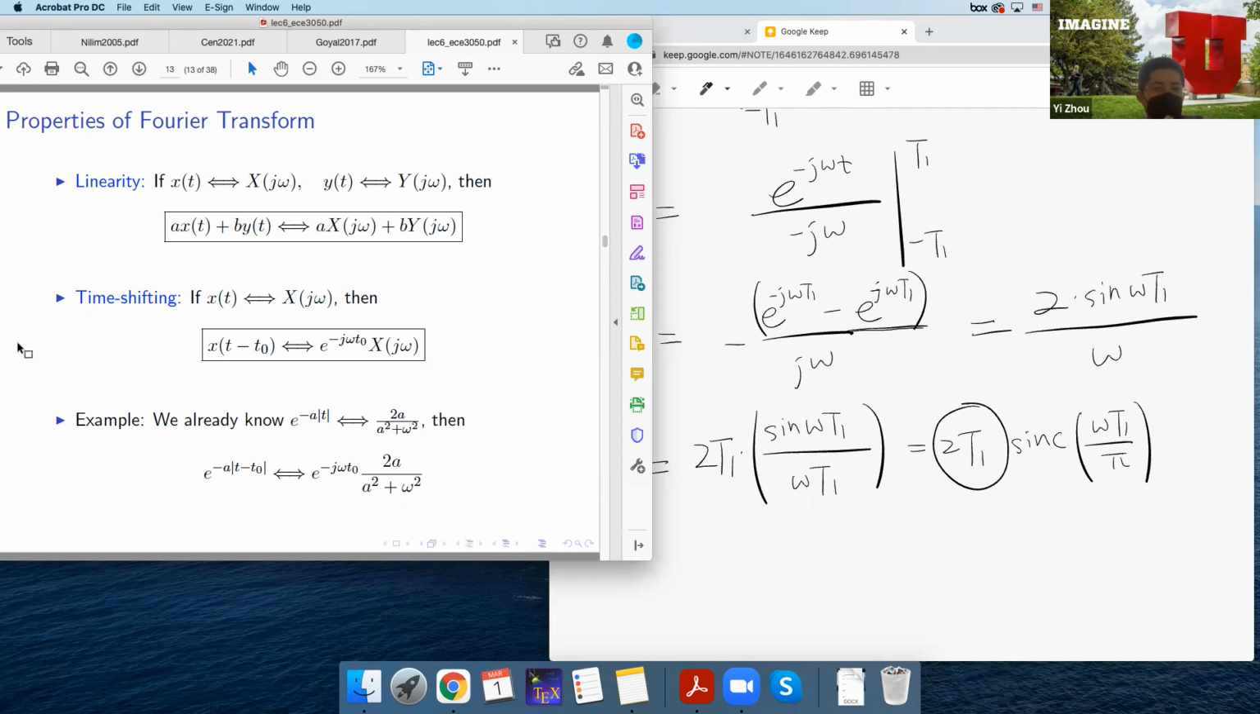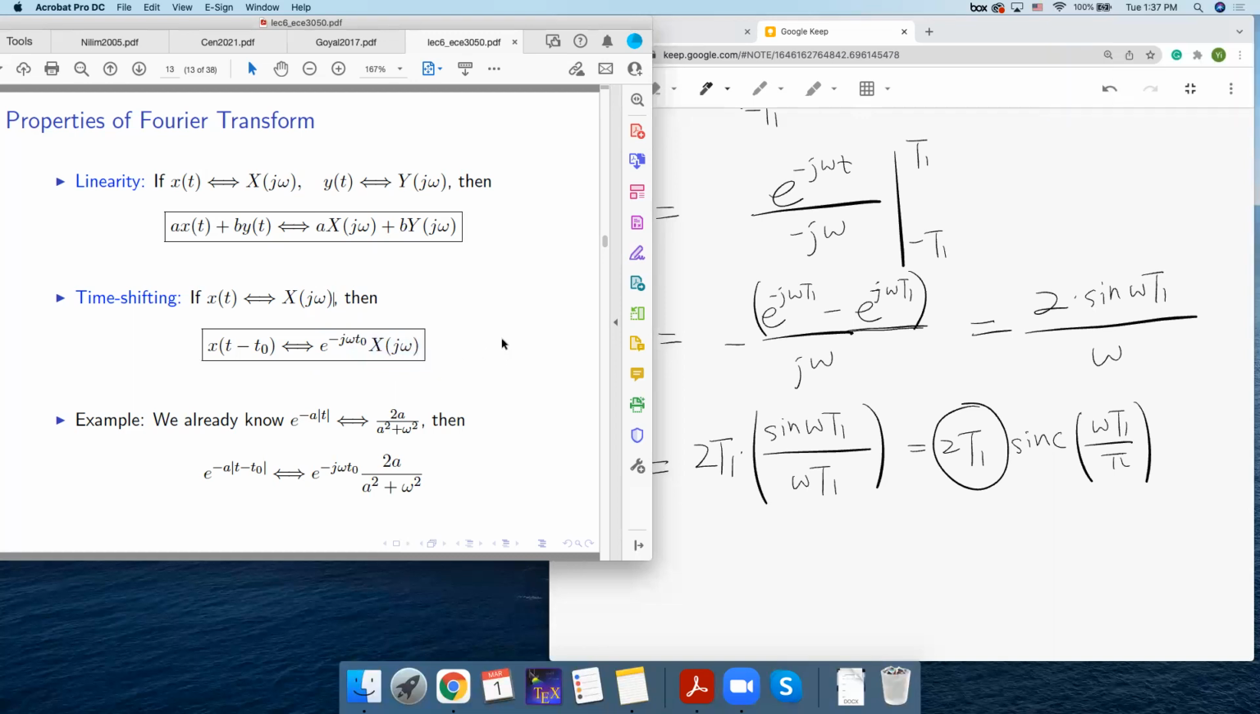Time shifting is very, very important. It says that if a signal has a Fourier spectrum capital X(j omega), then for this time shifted signal, the corresponding spectrum is given by the previous spectrum X(j omega) multiplied by this complex exponential e to the power of negative j omega t naught. So you can see that the time shift in the time domain will cause a phase shift in the frequency domain, because this complex exponential basically modifies the phase part of the spectrum X(j omega).